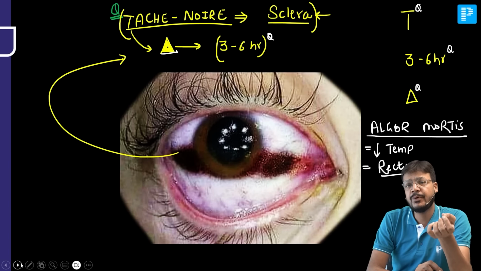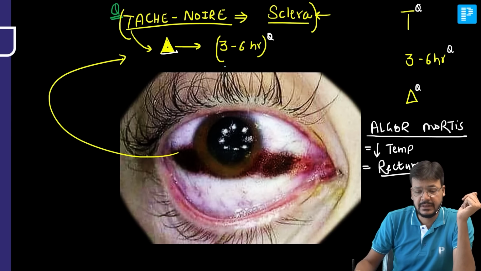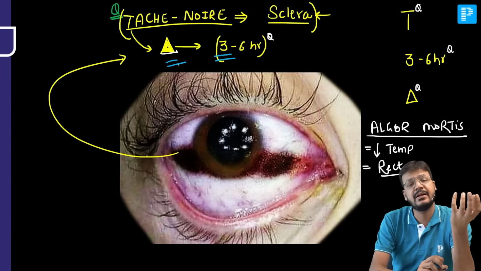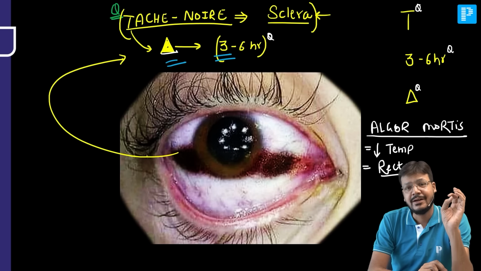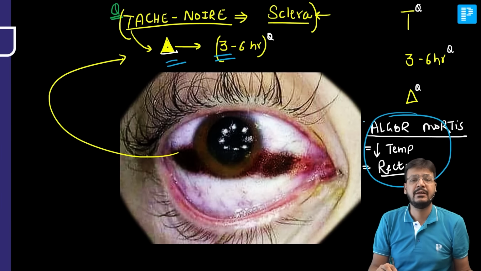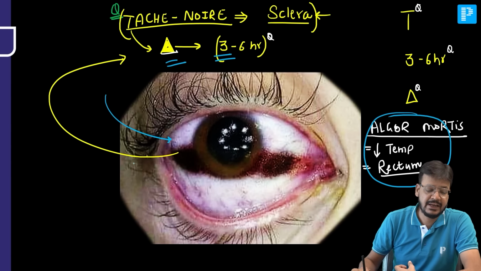Now, the next very important image is tache noire of the sclera. This is seen almost 3 to 6 hours after death. It's a triangular change. And my dear friend, T for tache noire, T for 3 to 6 hours, T for triangular change. Algor mortis is the decrease in temperature after death, and especially we take the temperature of the rectum. But anyways, this is the image of tache noire.